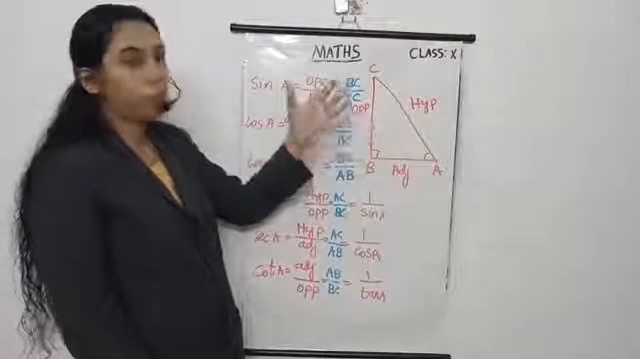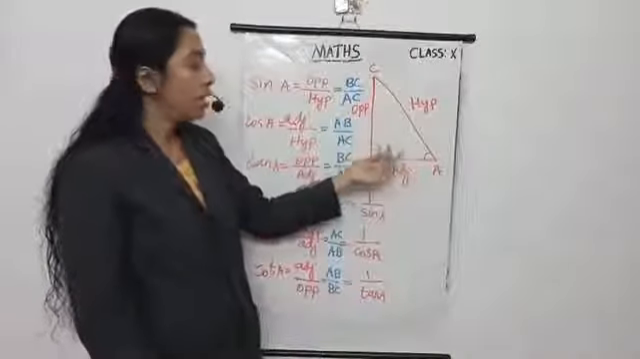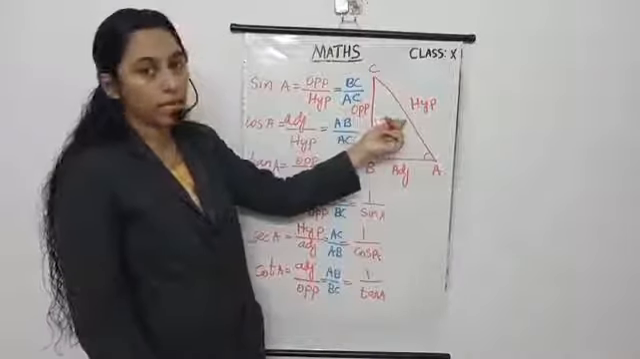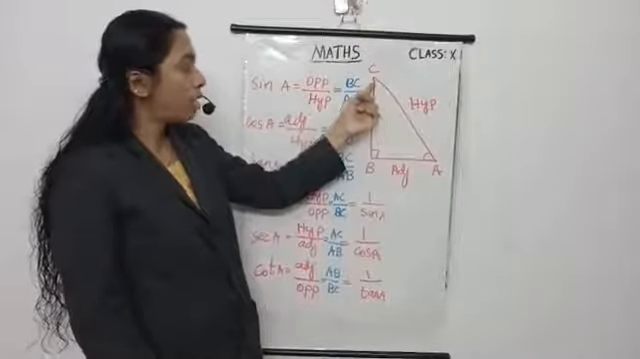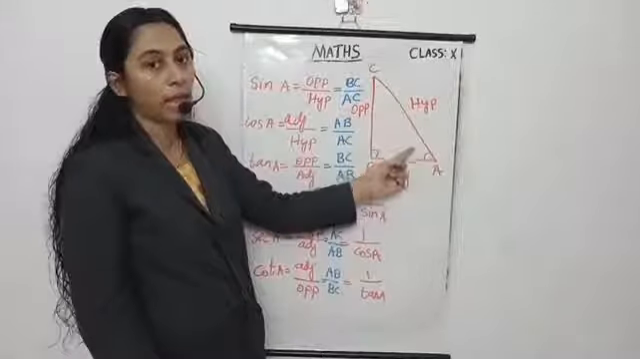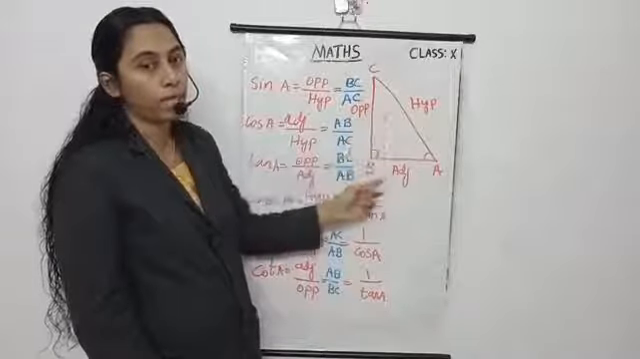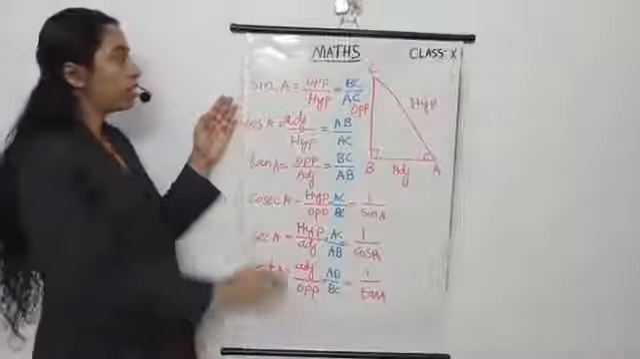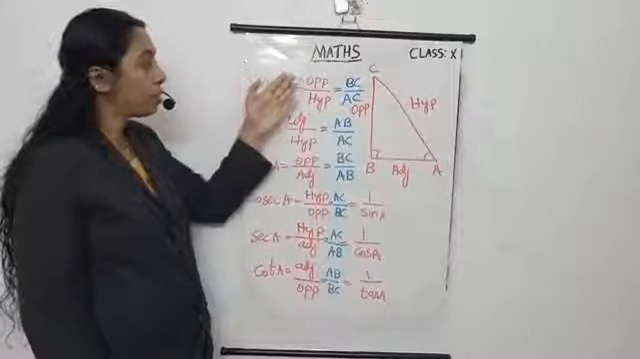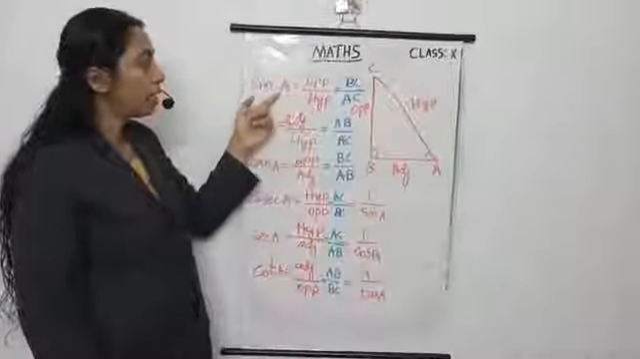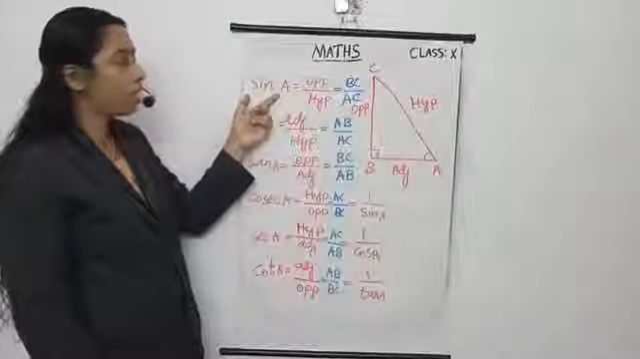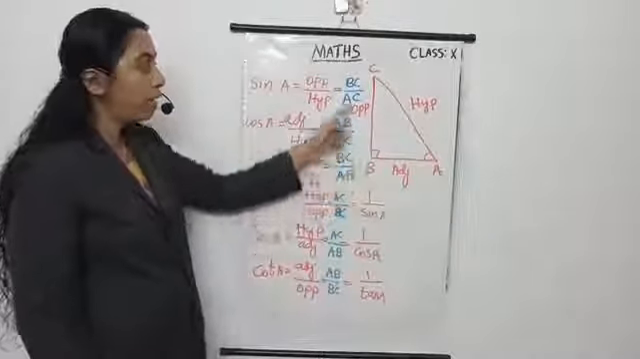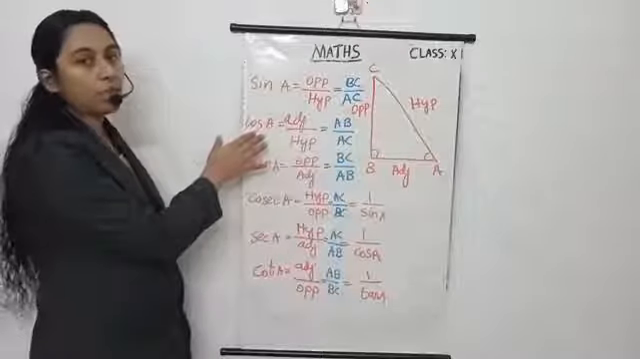These two are acute angles. And what are the properties of a right triangle? One angle is 90 degree and its opposite side is always the hypotenuse, and the other two angles are acute angles and their sum is 90 degree. Now about trigonometric ratios. The first ratio is sine. Sine means opposite by hypotenuse. According to angle A, sin A equals BC by AC.